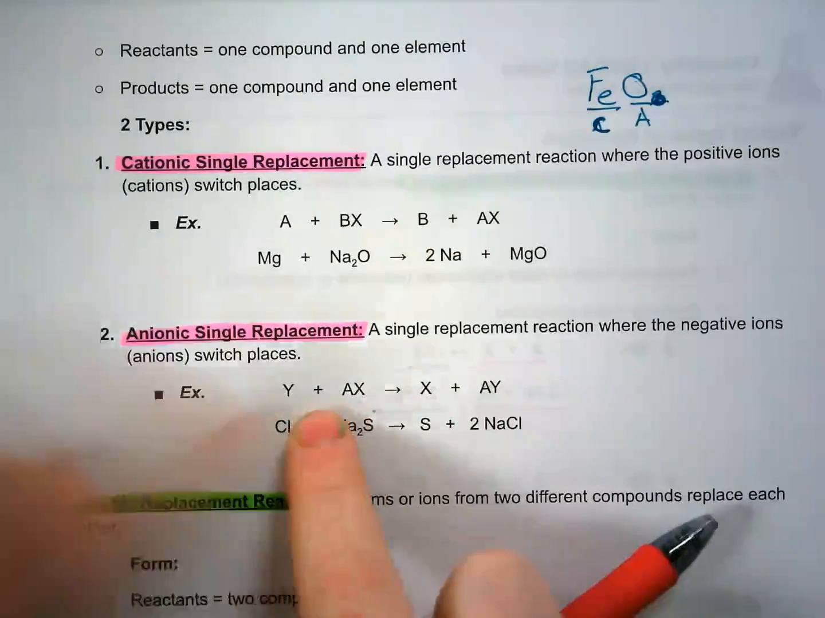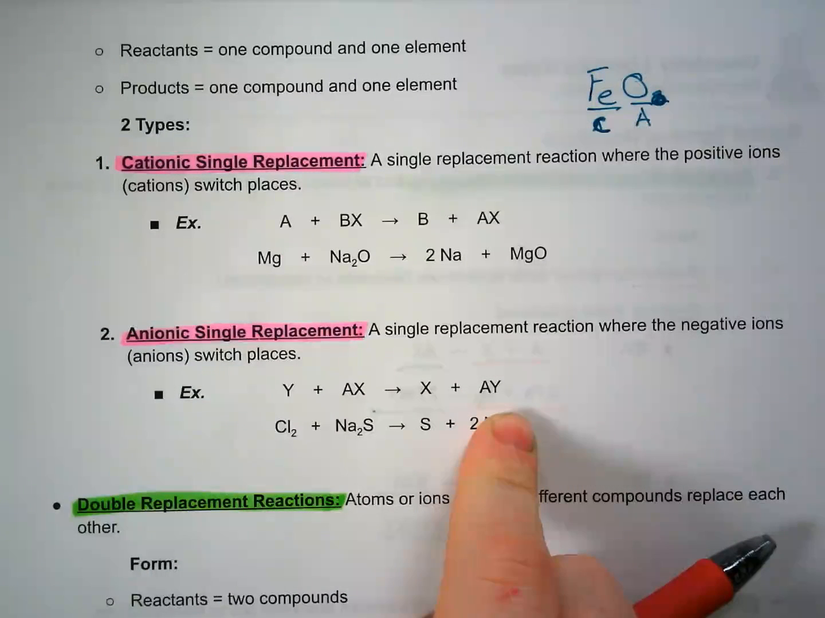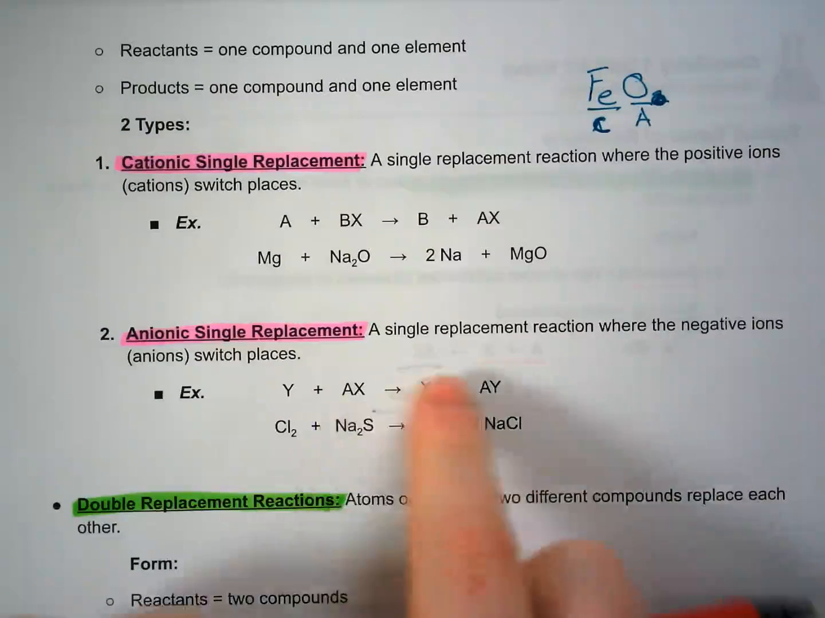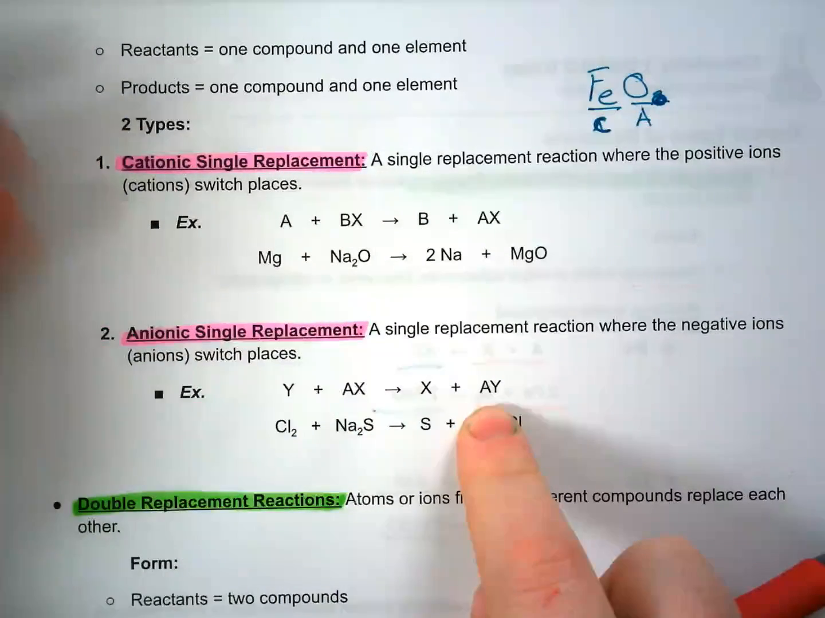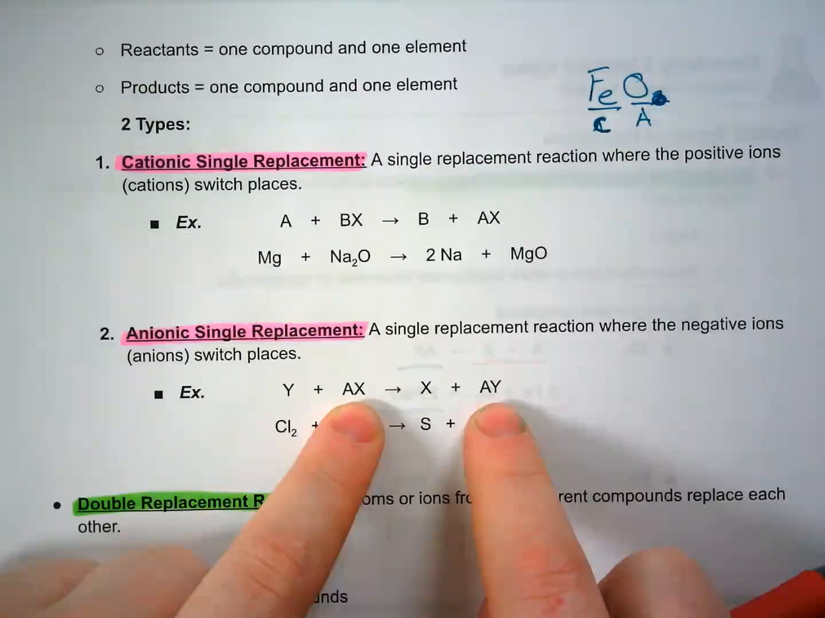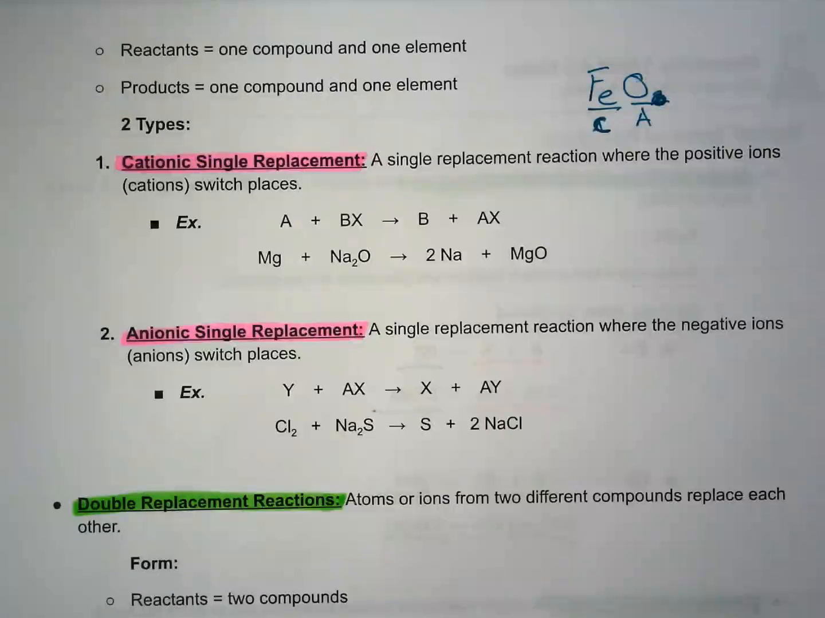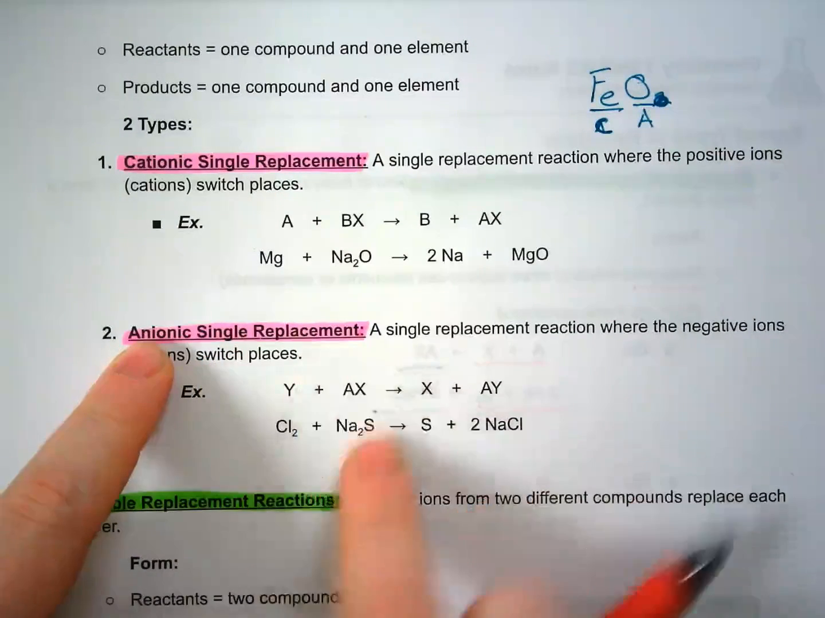If you have, say, Y plus AX yields X plus AY, notice the A is always bonded. Where's the A? It's the cation. And if we notice here, the X is swapped out with the Y. The X and the Y were the second ones listed both times. So that tells us that the X and the Y are anionic, and if that's true, then it's an anionic single replacement.